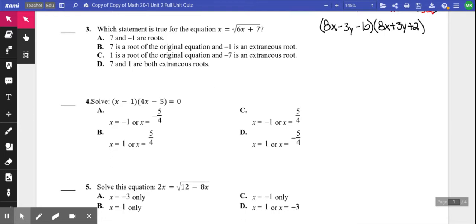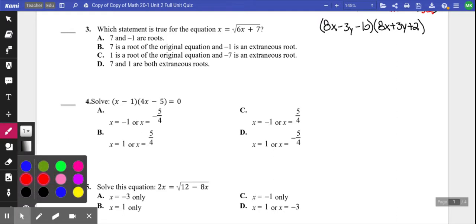Every answer, if I look, it says something are roots. Roots are solutions. So when it says 7 and -1 are roots, what it really means is that 7 and -1 are solutions. To tell if something is a solution, all you need to do is take this number and substitute it into the equation. So put it in for x and see if it actually works out.